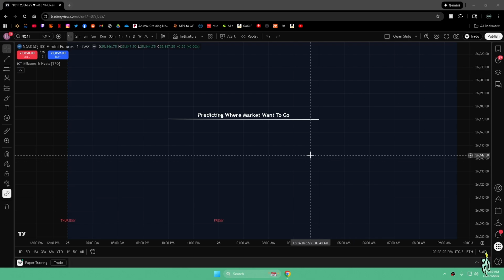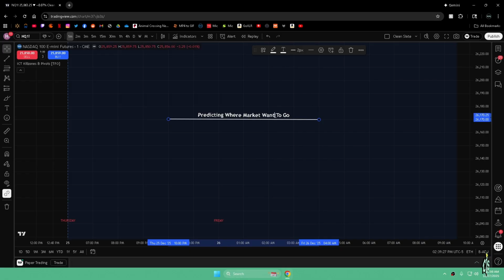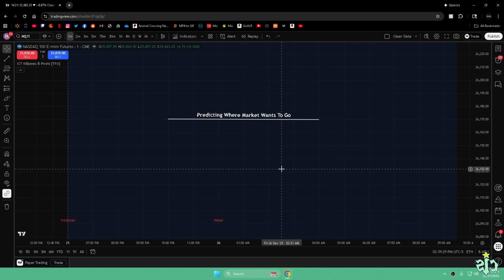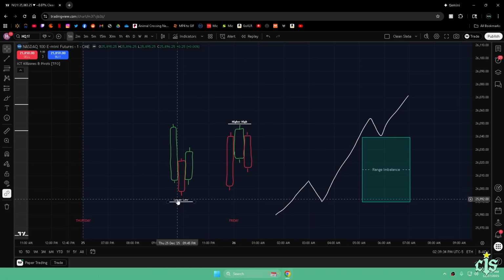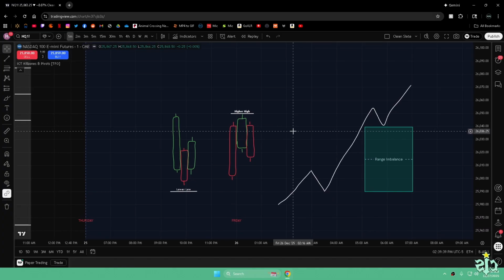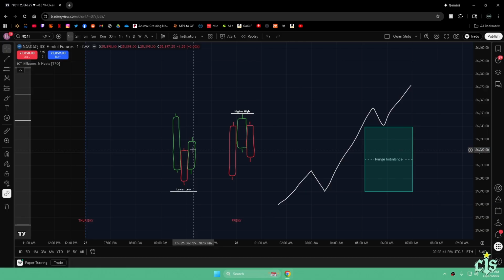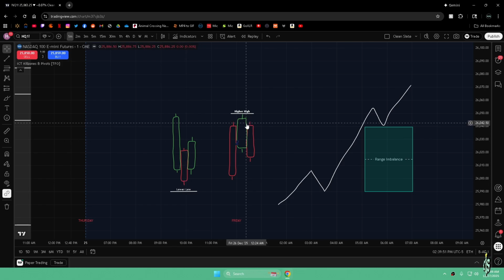All right. So we're going to try and predict where market wants to go with our range imbalances. The first thing you want to know is what a lower low is and what a higher high is. A lower low is when these two candles, basically the premise, don't go below this low, so this would be your lower low. And vice versa, where these two candles don't go above this high. So this would be your high, this would be your low.